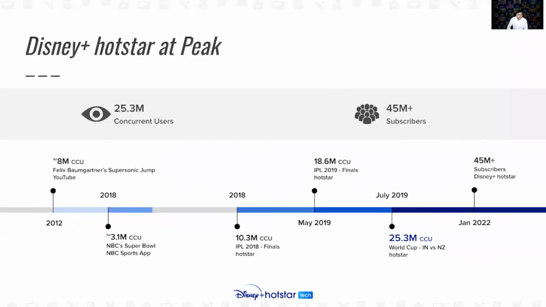So before we get into the subject, let me set some context. Disney+Hotstar is the number one OTT platform in India. We have more than 45 million subscribers on our platform, and at peak, we have dealt with 25.3 million concurrent users. We stream both VOD and live content, various formats of entertainment, sports, and other genres as well.